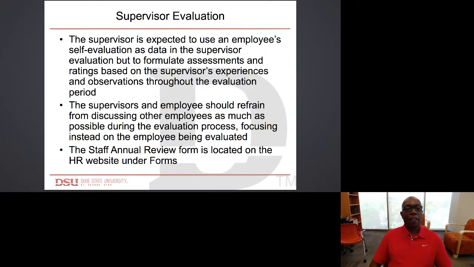Supervisor evaluation. The supervisor is expected to use an employee's self-evaluation as data in the supervisor evaluation, but to formulate assessments and ratings based on the supervisor's experiences and observations throughout the evaluation period. The supervisor and employee should refrain from discussing other employees as much as possible during the evaluation process, focusing instead on the employee being evaluated only. The staff annual review form is located on the HR website under Forms.